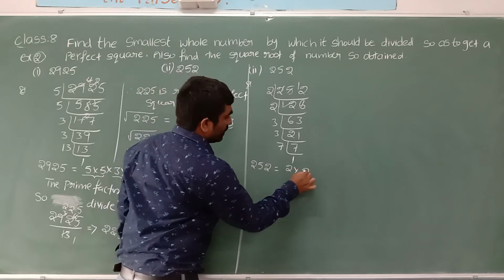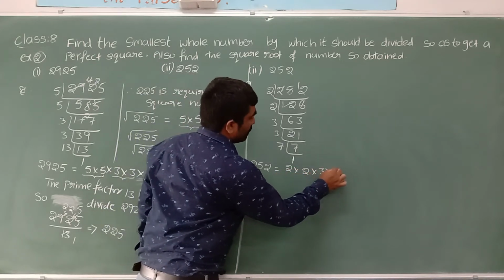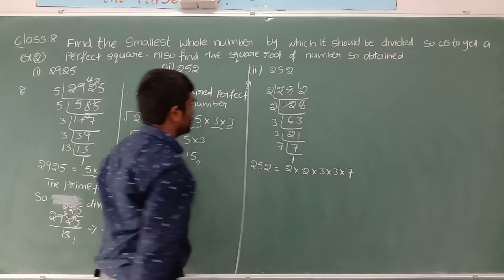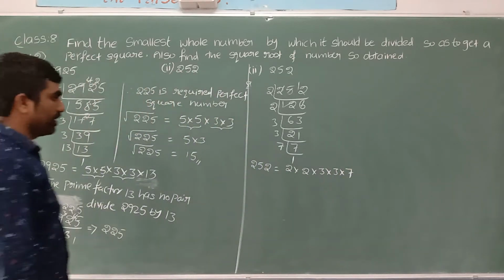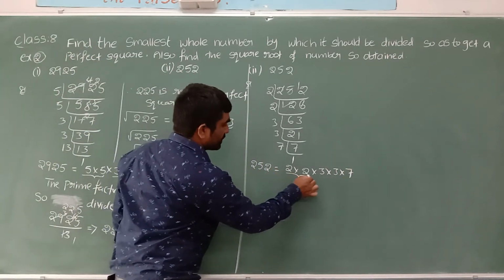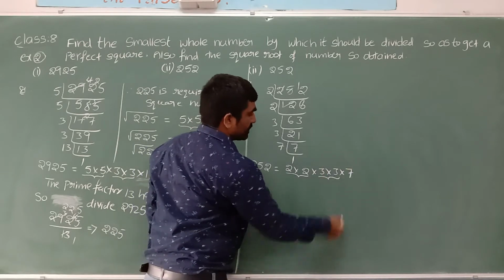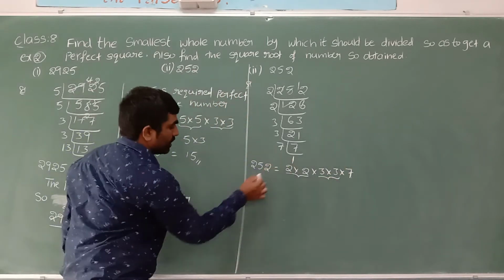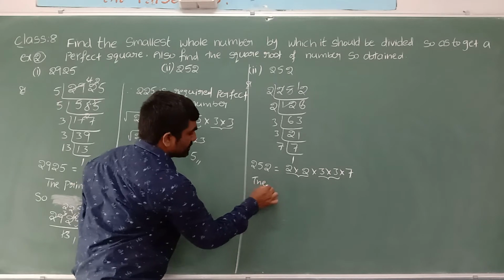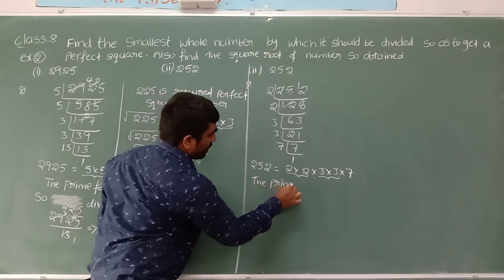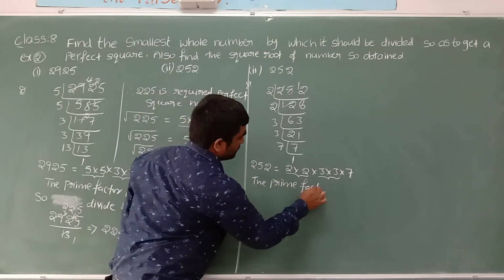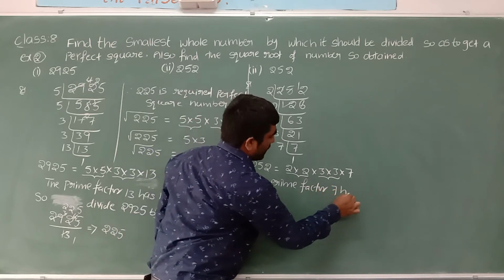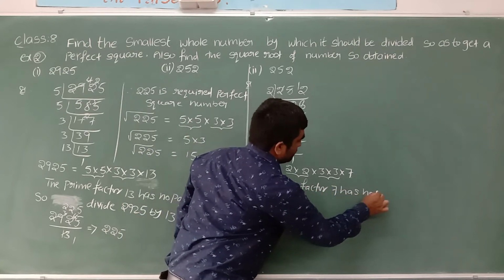So now 252 is expressed as a product of prime factors: 2 into 2 into 3 into 3 into 7. Now we can see there are 2 exact pairs, 3 exact pairs. 7 has no pair. So what can we write here? We can write that the prime factor 7 has no pair.